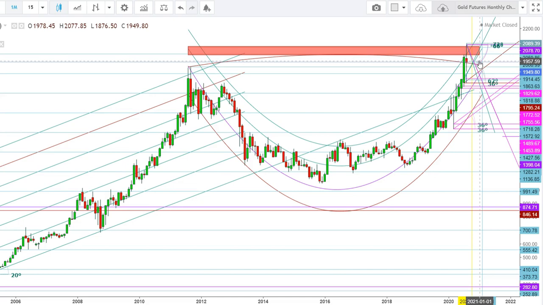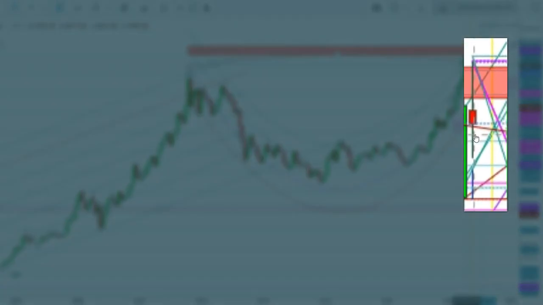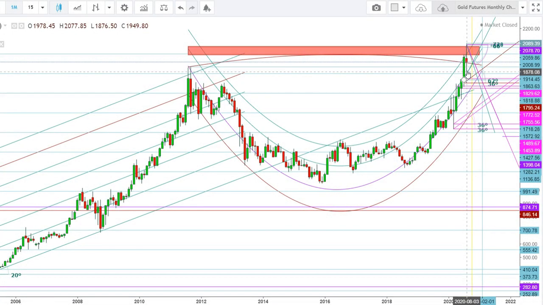So here we can see that the gold futures are currently facing stiff resistance. During the month of August, the gold futures have shown a very volatile move, where they tested the lows of $1876 on the low side, and on the upper side found stiff resistance at the levels of $2080.